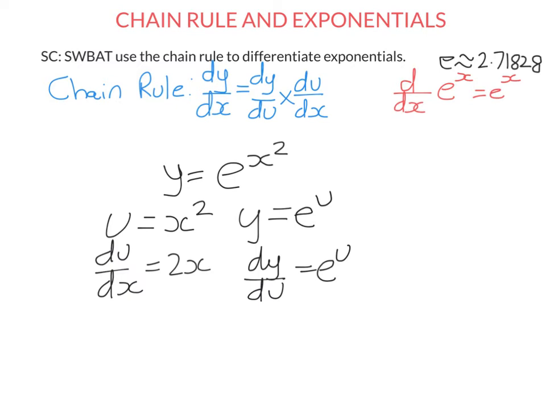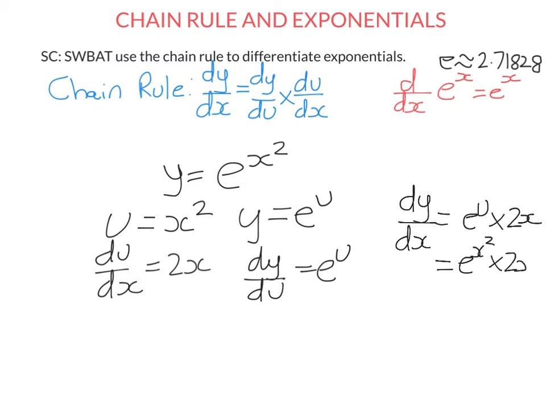So if this is y equals e to the power of x squared, then the derivative of y with respect to x is dy du, which is this, times by du dx, which is this. So remember, of course, u is just x squared. So it's just e to the x squared times 2x. So we have our final answer here. It took us a lot of writing to come up with that answer.